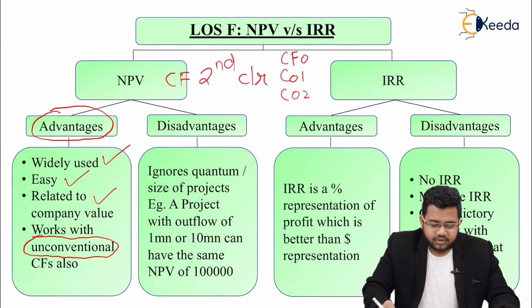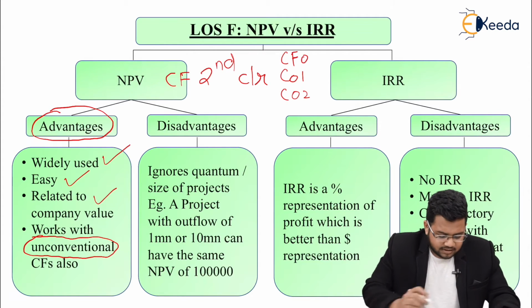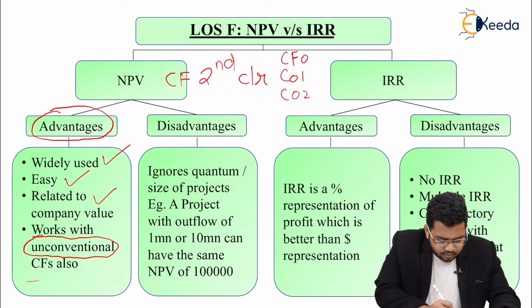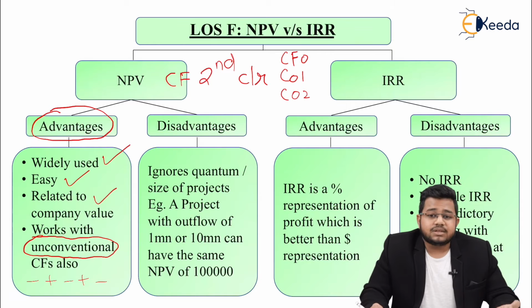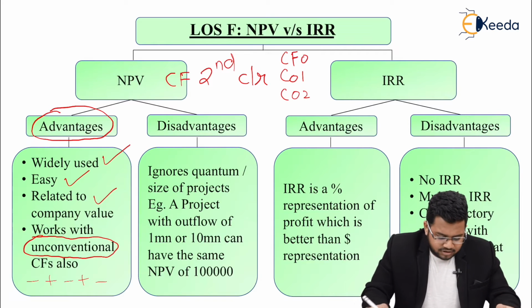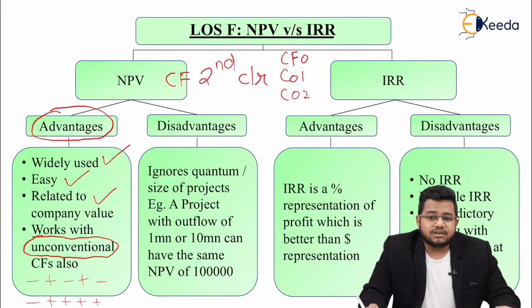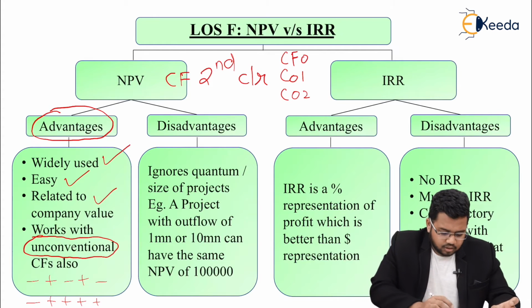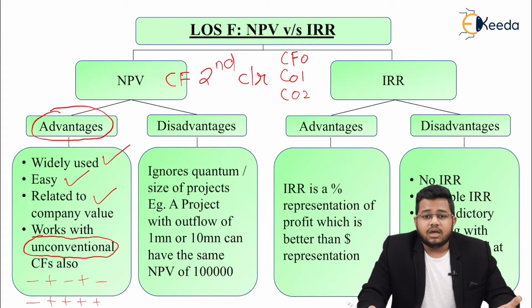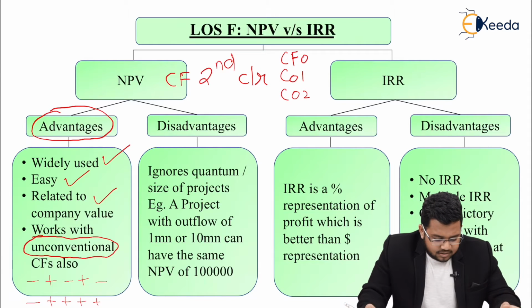If you remember in previous videos, unconventional cash flow meaning the sign of cash flow keeps on changing. If you remember, there are multiple sign changes. What is conventional cash flow? Conventional is this minus, plus, plus, plus, plus. Basically, the sign changed once only. So we are not talking about conventional, but if it is non-conventional or unconventional cash flow, even then NPV method would be used.